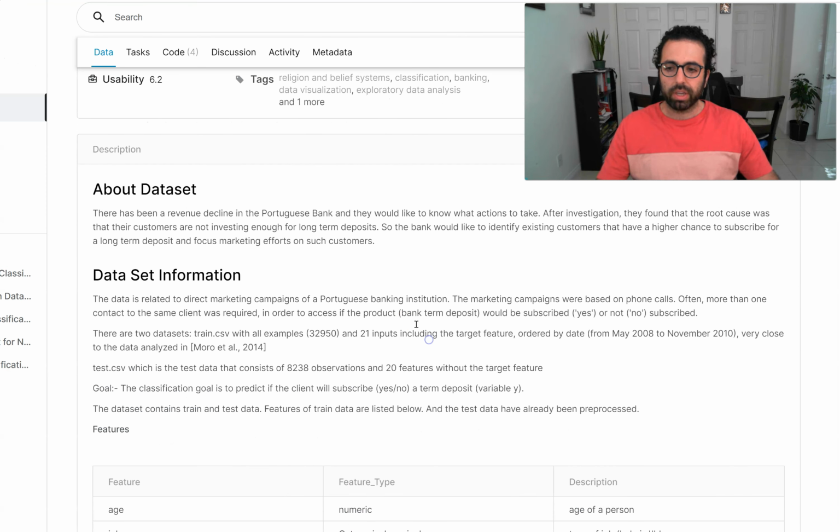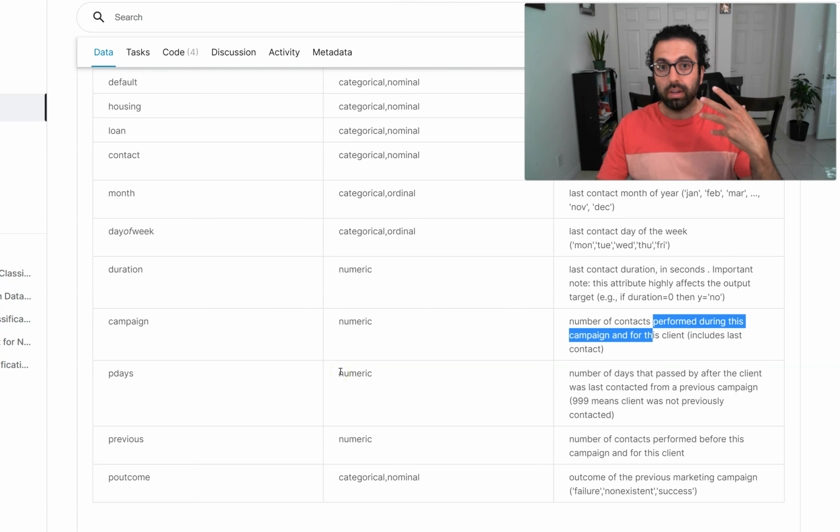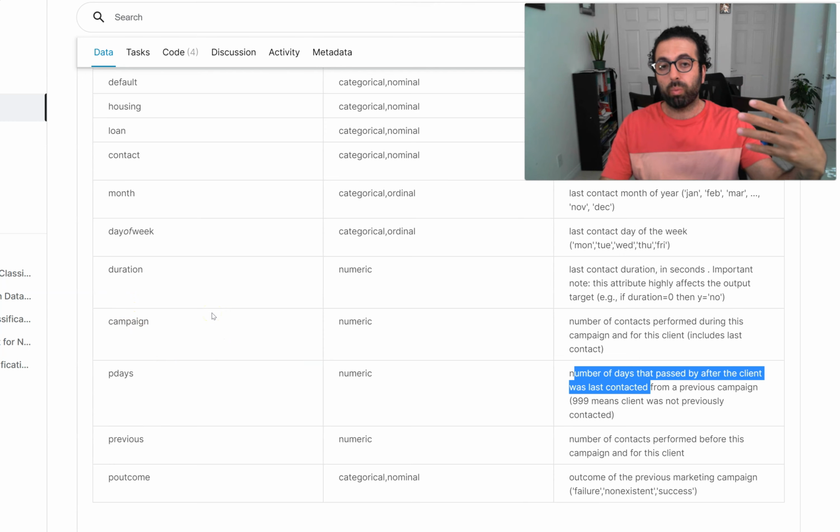If you open the Kaggle page, we will see that, for example, duration is the last contact duration in seconds. It means the duration of the contact with the customer. And campaign is the number of contacts performed during this campaign. So the first one is the duration of the last contact, and this one is how many times we have been in contact with the customer. And then pdays is the number of days that have passed after the client was last contacted. So these are all three important attributes for what we are seeing as the last time we contacted the customer.